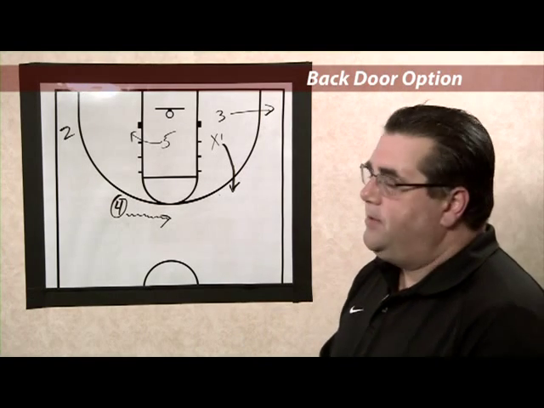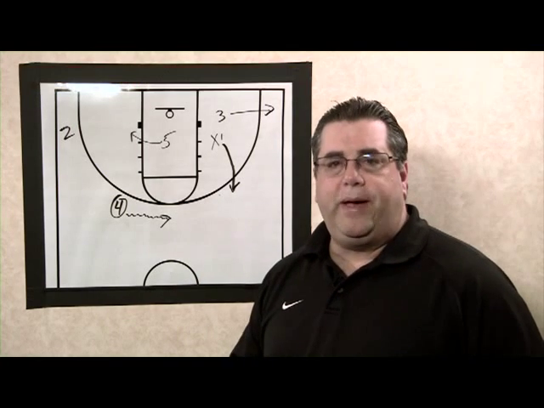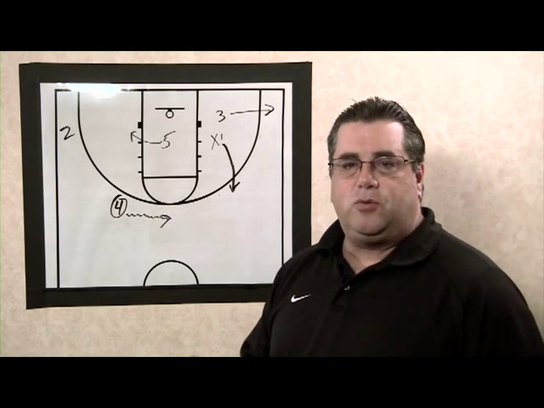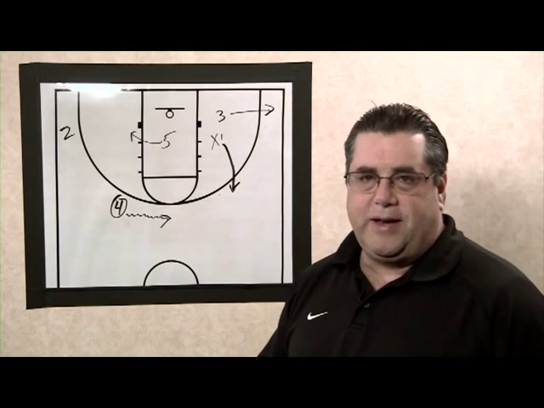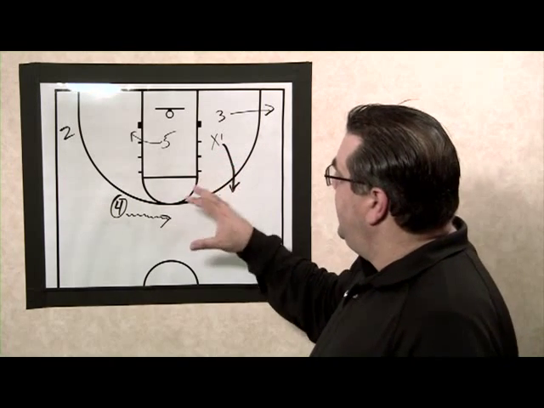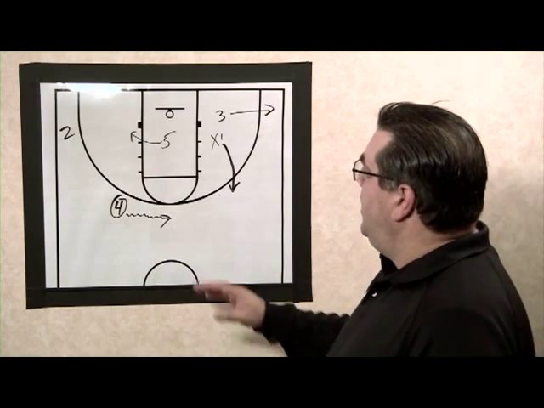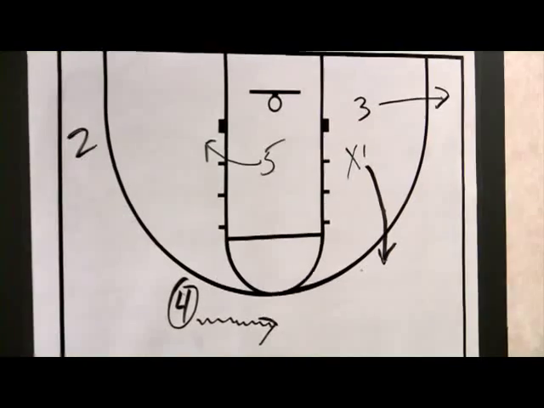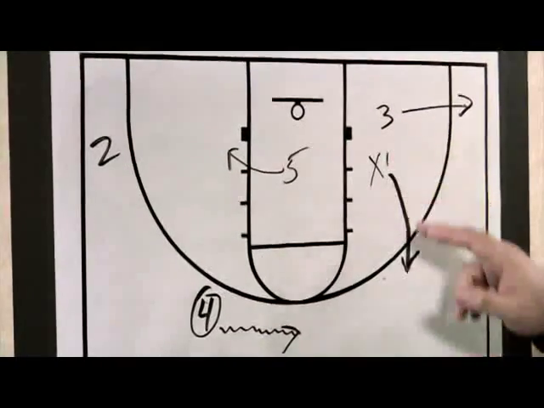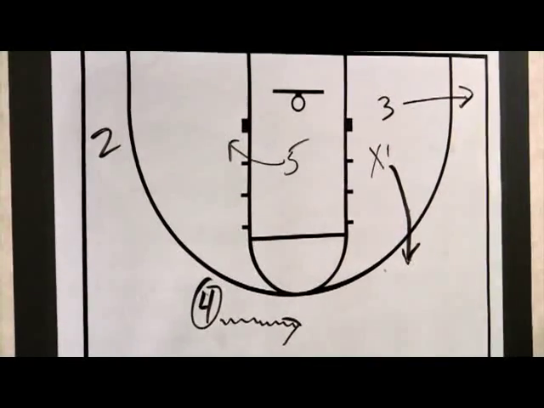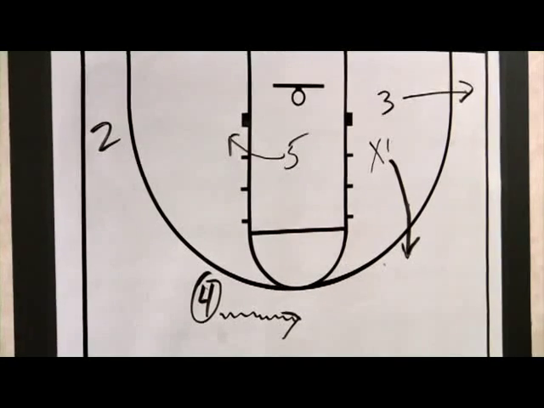One of the things I really like about this offense is the ability to set up some good backdoor action. Defensively, teams will, against the flex, like to do a lot of switching, especially switching the down screen action and trying to get a steal on ball reversal. With four dribbling the ball across, as you can see, we've already had five curl off that screen. X1 came off the down screen, X3 popping out to the corner. That action we've already showed you in our basic continuity.